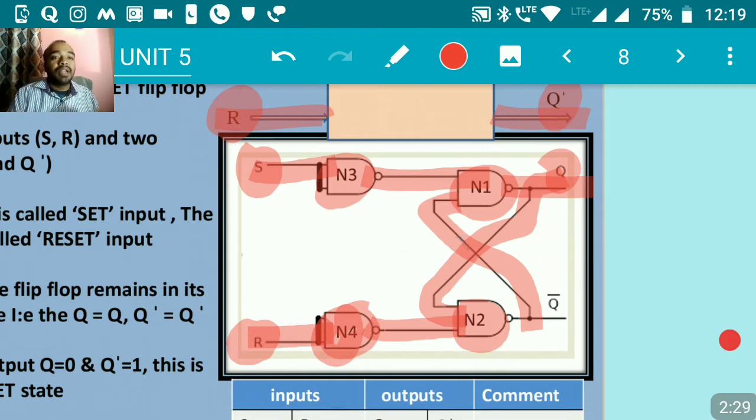It is a very simple logic diagram, right? There is no difficulty in this. You just have to remember that S is given to N3, R is given to N4, the output of N3 is given to N1, and the N4 output is given to N2. Q is taken as the second input to N2 and Q bar is taken as the second input to N1. This is how the logic diagram connection goes.